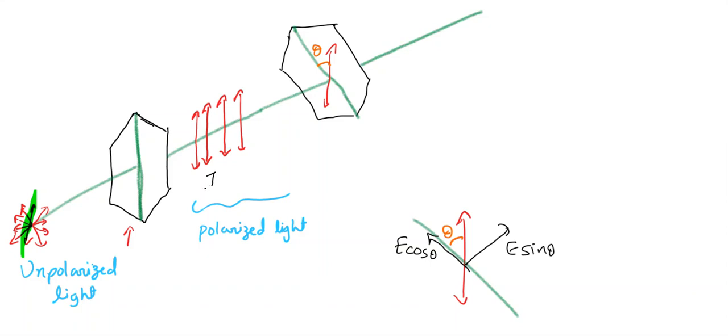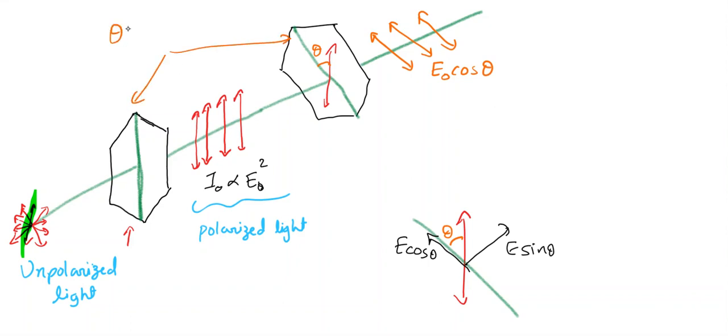So here if I say that the electric field intensity is I0, which is proportional to E0 square, then on the other side of this tourmaline plate I will get this type of electric field vectors. And what is the value? It is E0 cos theta. What is theta? Theta is the angle between these two optic axes.